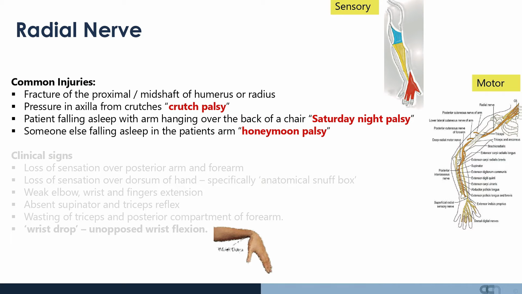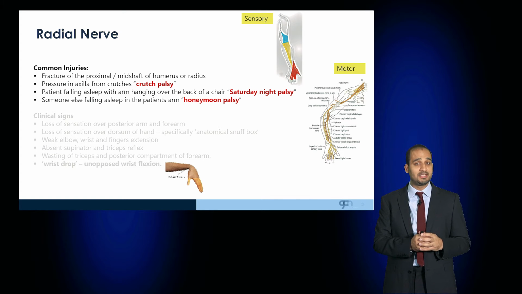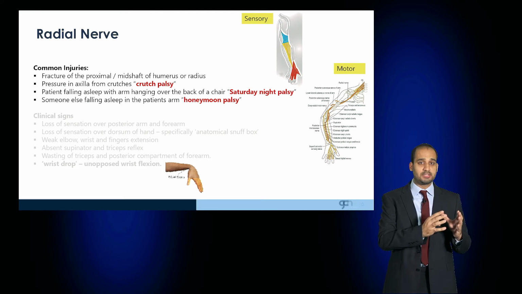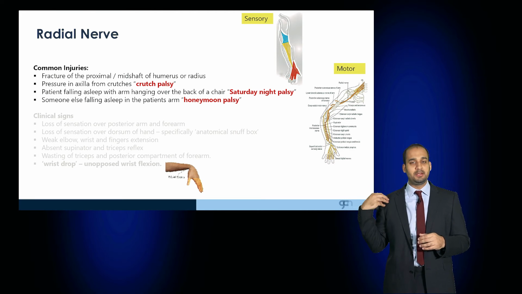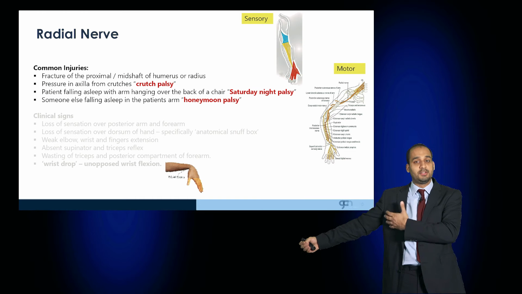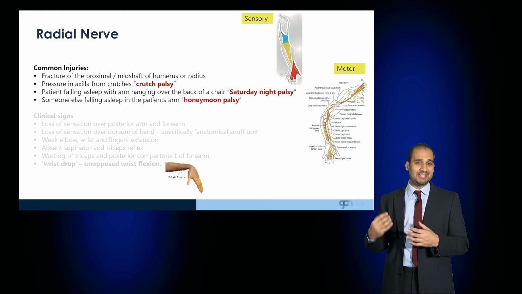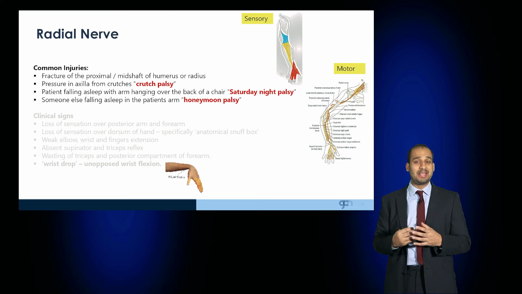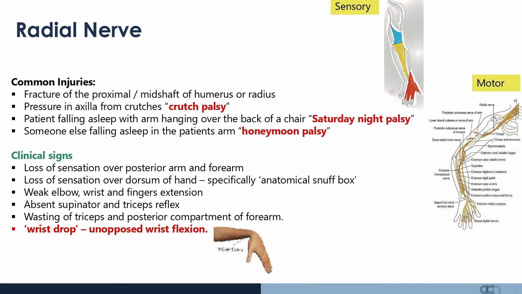Moreover, if someone sleeps on the patient's arm, this can also damage the radial nerve through compression, and that's described as a honeymoon palsy. So either a fracture of the proximal or midshaft of the humerus or radius, a crutch palsy due to pressure in the axilla, or somebody sleeping on the patient's arm, or the arm leaning over a chair, anything that would cause pressure in the axilla or over the proximal arm can damage and compress the radial nerve. As a result, patients will lose sensation over the posterior arm and forearm as depicted in this diagram. They will lose sensation over the dorsum of the hand, specifically the anatomical snuff box.